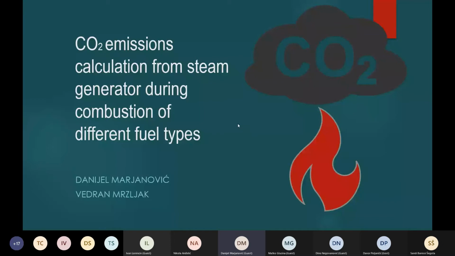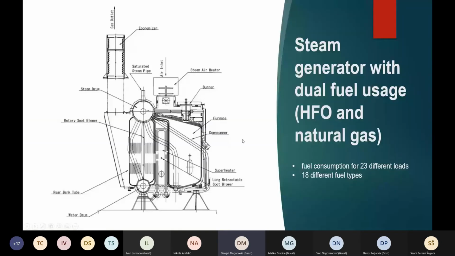In this paper, we presented the results of carbon dioxide emissions calculation from a ship's steam generator, shown on this slide, during the usage of 18 different fuel types for its 23 given loads of the generator. During the generator's standard operation, it uses the combined fuel source of heavy fuel oil and natural gas, and the data from which the emissions calculations were done are based on those types of fuel.